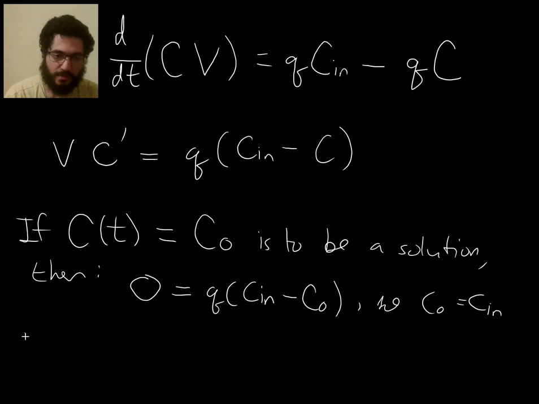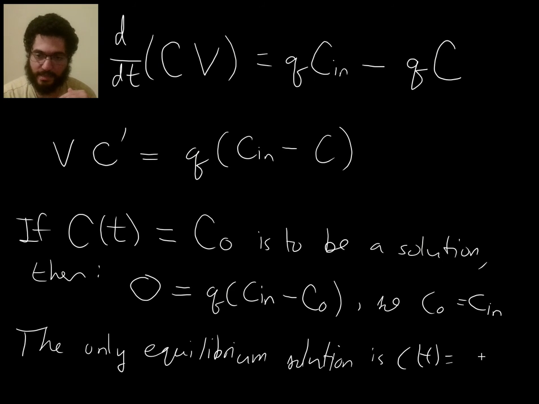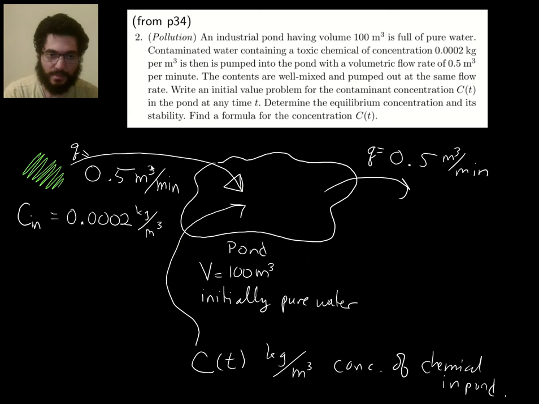Alright, so the only equilibrium solution, the only constant solution, so the only possible concentration in the lake, where if the lake had that concentration it would stay like that forever, is for the concentration to be exactly whatever Cn is, meaning this 0.0002 kilograms per meter cubed.